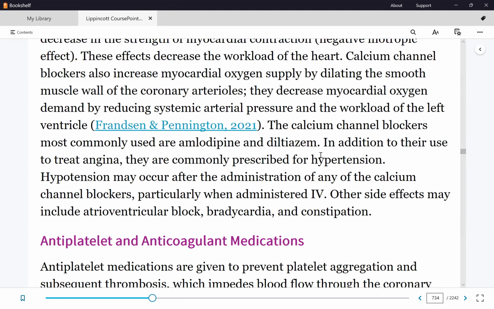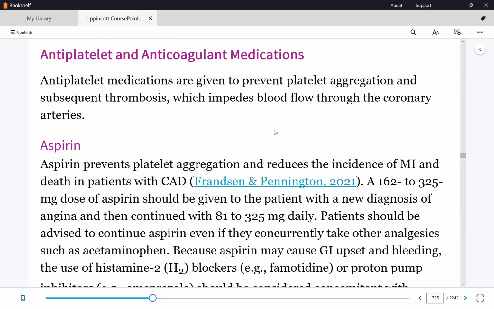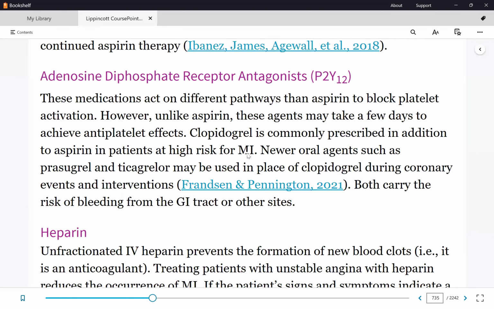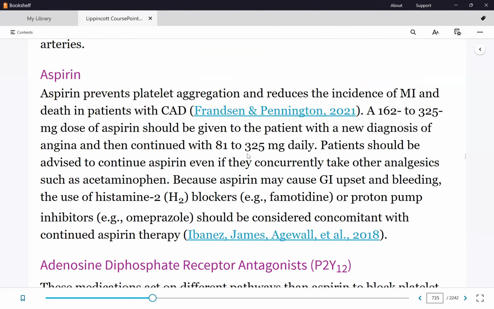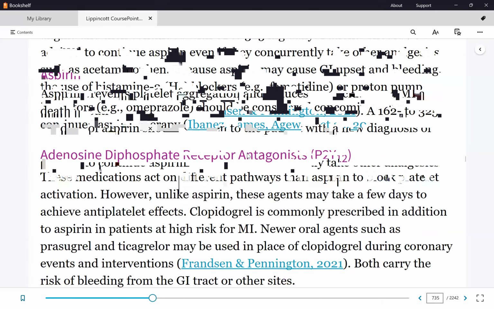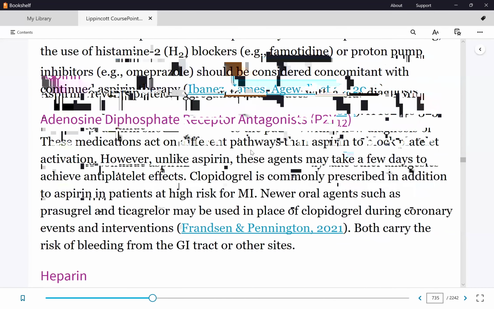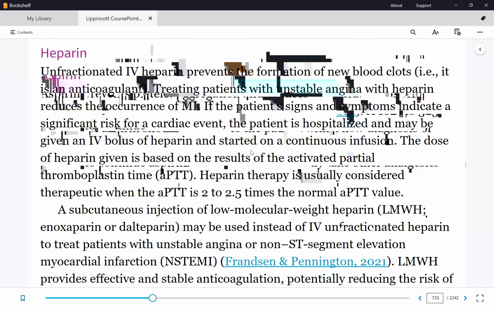Okay, we already know calcium channel blockers. Again, the purpose of your antiplatelets: aspirin, and most patients will be on dual antiplatelet therapy, DAPT. So they'll be on both aspirin and clopidogrel. Better effect. If the patient has high risk for bleeding though, they'll just choose one or the other. Let's say the patient has peptic ulcer disease, then just one.